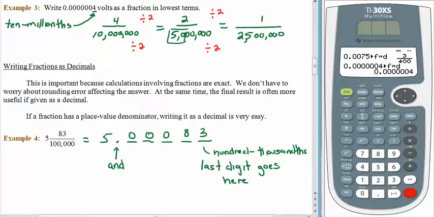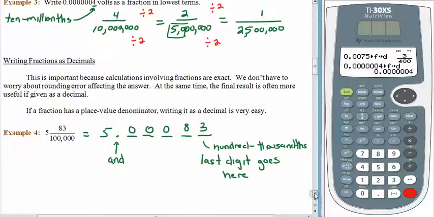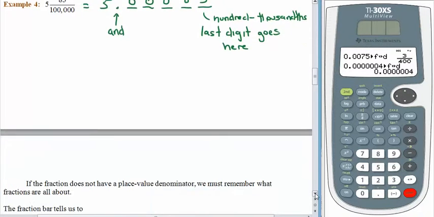So the next question really is, what happens if my fraction doesn't have a place value denominator? Because we've been doing a lot of work with fractions, and quite frankly, we didn't see very many denominators of 10 or 100 or 1,000. We saw lots of 8s and 32s and 14s and things like that. So let's flip the page and see what we might actually do.